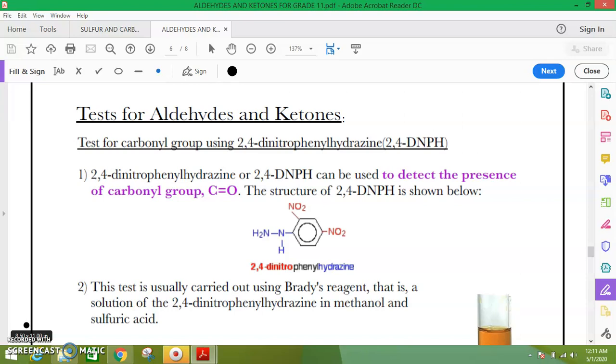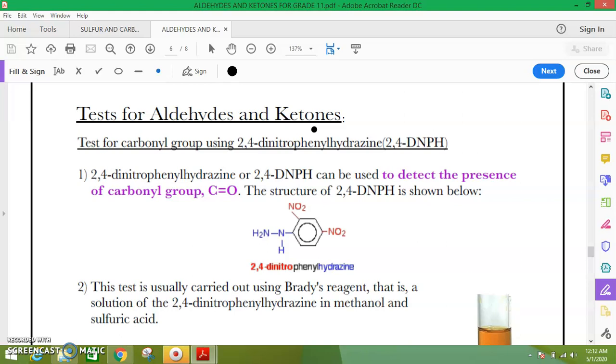Today we are going to start the final part of aldehydes and ketones: tests for aldehydes and ketones. It means we are going to perform experiments to find out whether there is an aldehyde or a ketone or both.